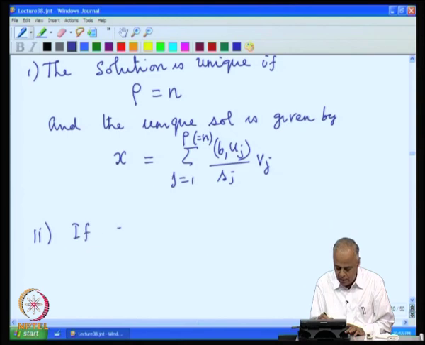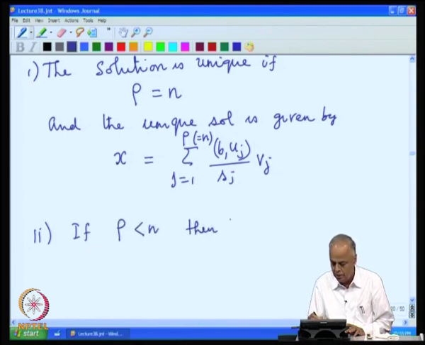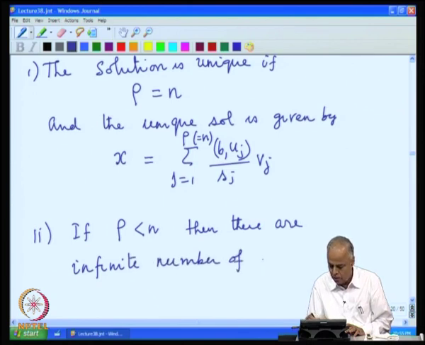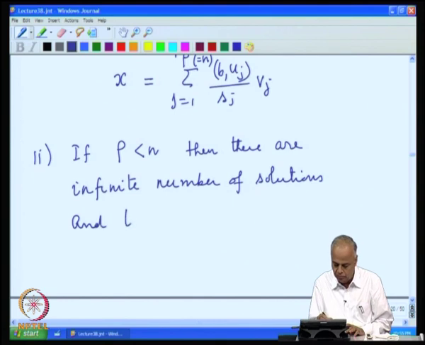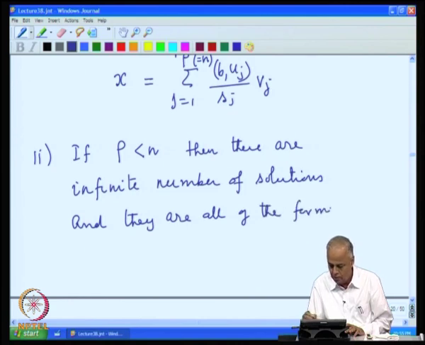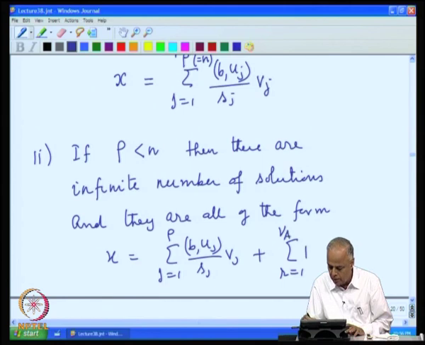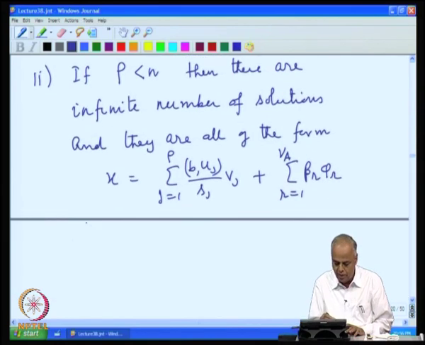If rho is less than n, then there are an infinite number of solutions, and they are all of the form x equal to the summation j equal to 1 to rho of b·u_j by s_j times v_j plus the summation r equal to 1 to nu of beta_r phi_r. Beta_r can be chosen any way we want.